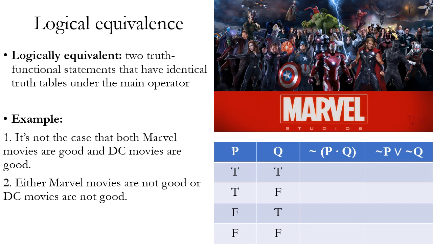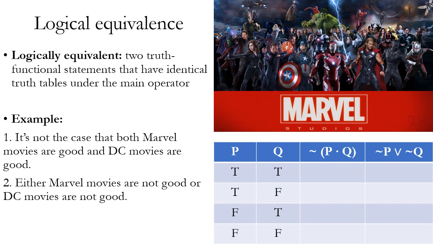So if you heard these, you might not be able to tell right away that they're actually logically equivalent statements, but you can prove that using a truth table. So you have a truth table set up on the right. There's two simple statements, which here we're calling P and Q. You'll notice the first ordinary language statement is a negation. You're saying it's false that both Marvel movies and DC movies are good.